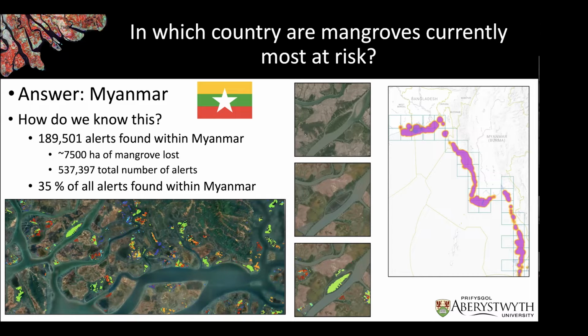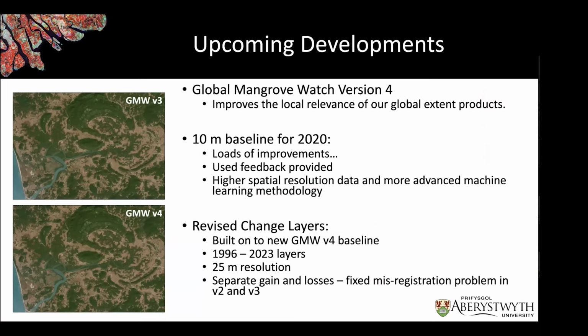And I've got some examples here. So this sequence of images going down the middle there is showing a Planet image from 2019, and then another one for 2024. And then you can see the alerts in the bottom image there. And so this is an area where we're seeing a lot of alerts occurring. It's an area that's seeing a lot of mangroves being lost. And I don't think we would probably know this without the alerts. Just to give you a hint of what's coming.